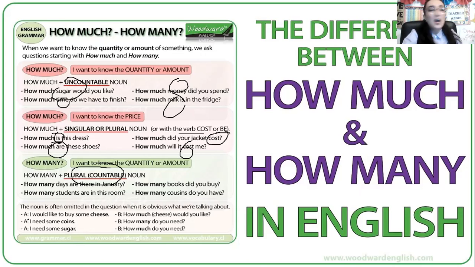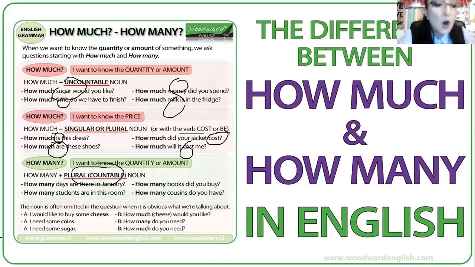Hello, student A. I need to buy some cheese. How much would you like? I don't have to say, how much cheese would you like? I need some coins, please, for the game. How many do you need? It is not necessary to say, how many coins do you need? I need 5 coins. Okay, I'm going to give you 5 coins. Because it is obvious that we are talking about that object. That is the situation that we are going to be having.